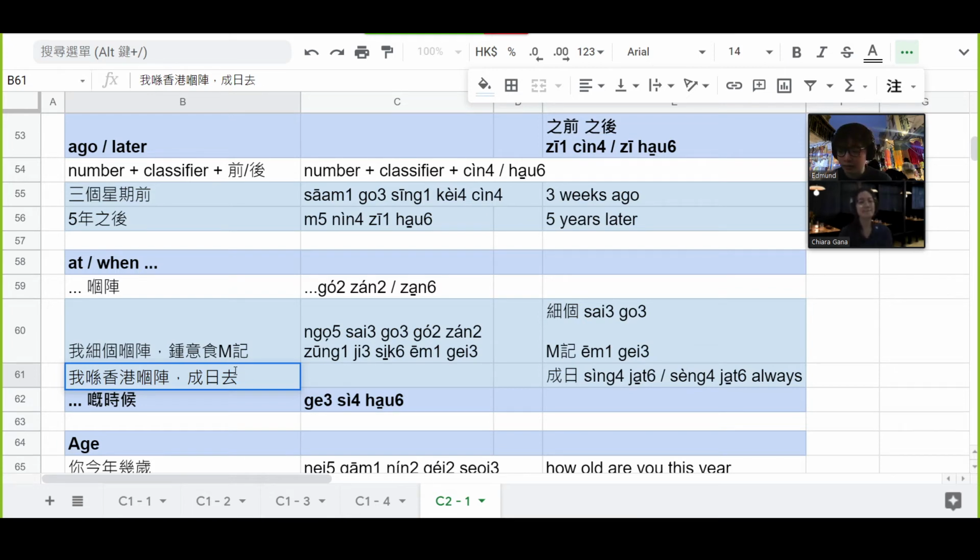Because in Cantonese that is not like real past tense. It's not really a tense of the verb. We just add it when we feel like we need it. But in this case when we say 嗰陣 we know it's not now. Okay, so 成日去飲茶.